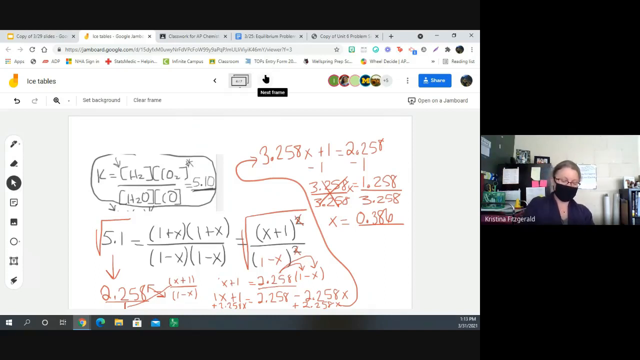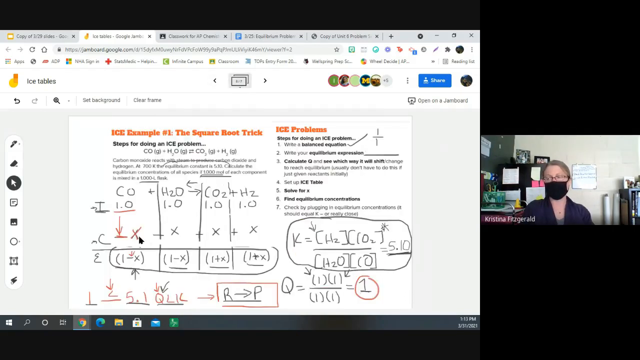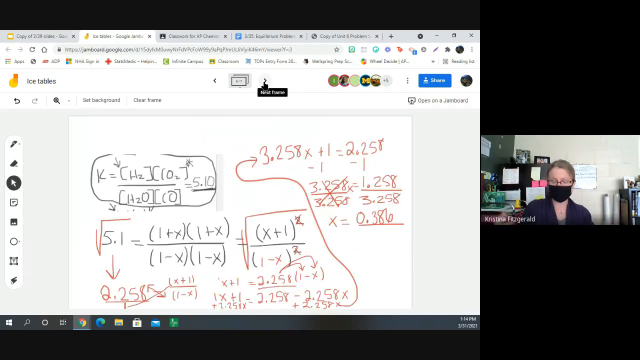So now we have to go back and look because we found X. What did X stand for? Well, X was how much we lost on this side for each of these and how much we gained on this side for the products. So we just have to plug X back in here and get our final amounts. So for H2, I've got 1 plus X, so 1.386.